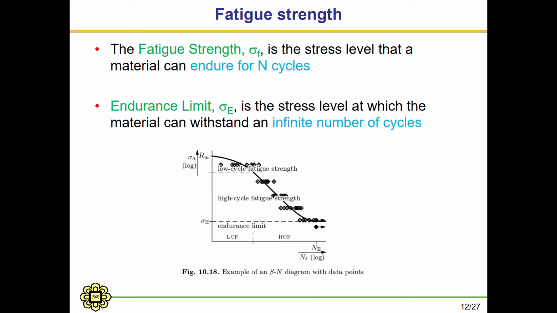Right, the fatigue strength. The fatigue strength, sigma F, is the stress level that a material can endure for n cycles. Endurance limit, sigma E, is the stress level at which the material can withstand an infinite number of cycles. So this is the plot in terms of log.